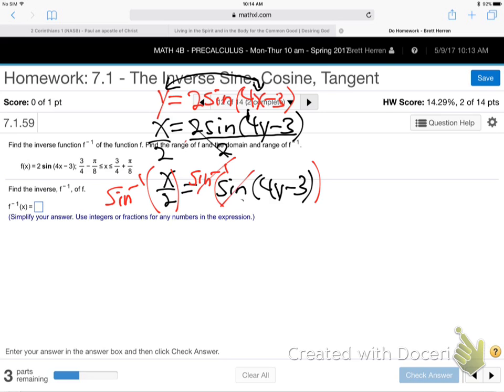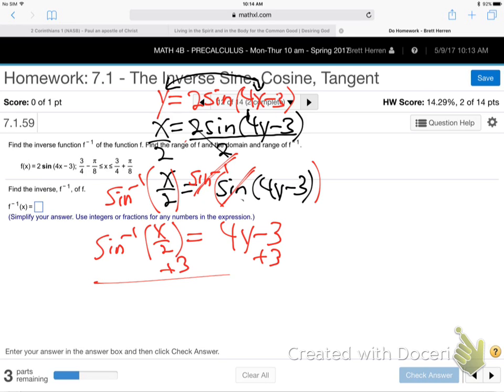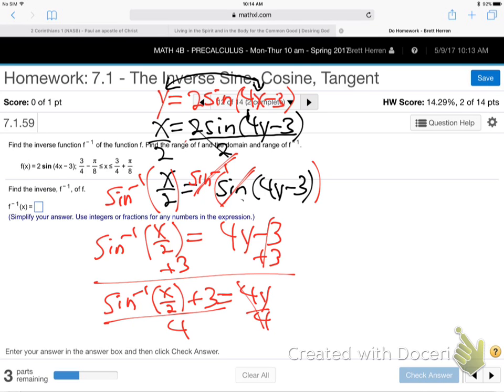And the sine inverse cancels the sine, like a poison and an antidote. They eliminate each other. So then we have sine inverse of x over 2. These are both gone. So it's just 4y minus 3. We're getting closer. Now just add the 3 and divide by 4, huh? So just add the 3 to both sides. Sine inverse of x over 2 plus 3 is 4y. Last step, divide by 4. There it is. There's the inverse function.